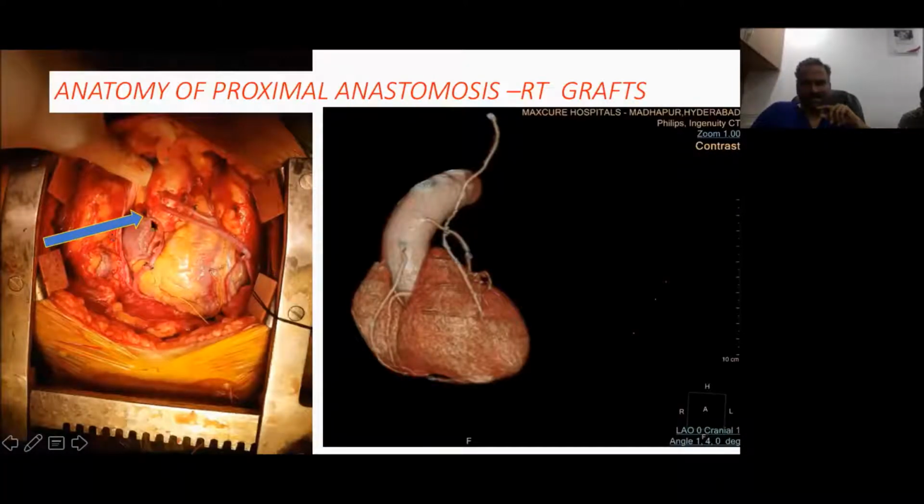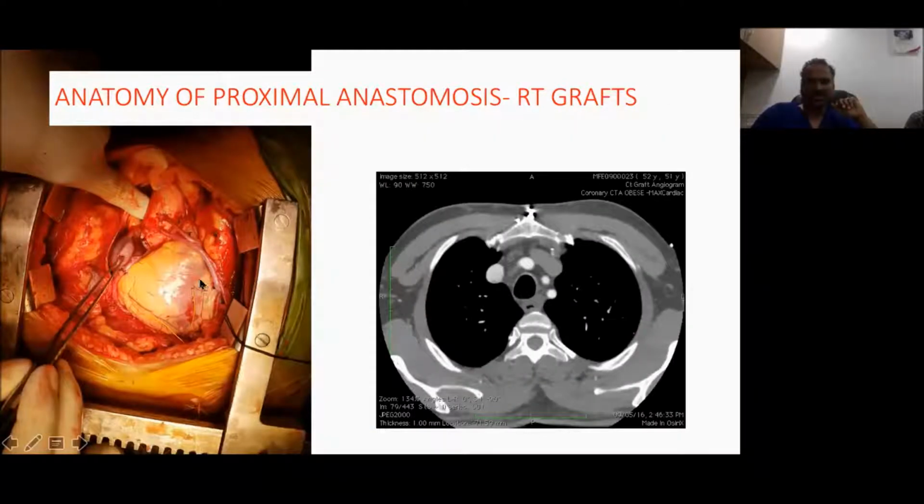So if you see, this is a surgical picture, where you can locate the right venous graft. And the right coronary artery is also exactly below this appendage. But I'll come to the transverse pictures where I can show you. Yeah, here you can see the right venous graft where the appendage is lifted up. So this is the right venous graft.